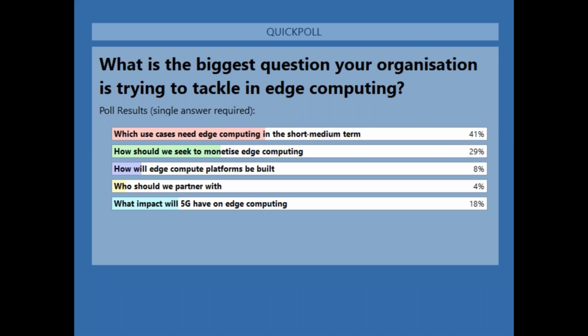Okay, so it sounds like a lot of the audience are here today, and there are almost 80 of you, so good turnout. Thank you for joining. A lot of the audience here today are interested in understanding short-term use cases, the ones that developers are working on. What's the real stuff? Where is their real, genuine interest in using edge compute? Some want to try and figure out where the money is, and the third biggest one is trying to figure out how it all fits together with 5G.